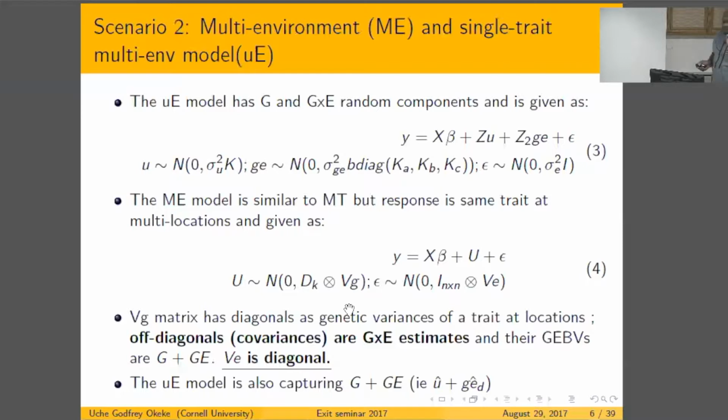By diagonal, we mean we just allow for variances, the error variance of the trait at different locations, and we don't want correlation between these because there is no mechanism that generates correlation between a trait at different locations. So to compare this UE model with ME, we join these two together, the genomic part and the interaction part, as the GEBVs.